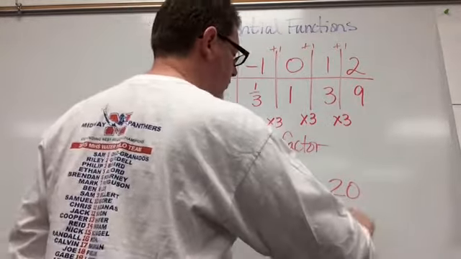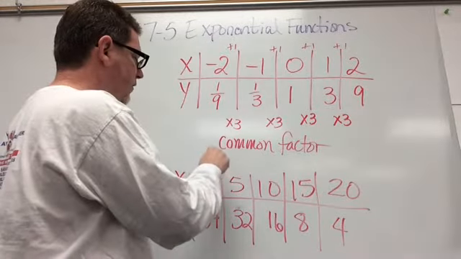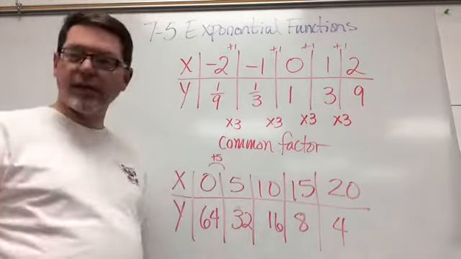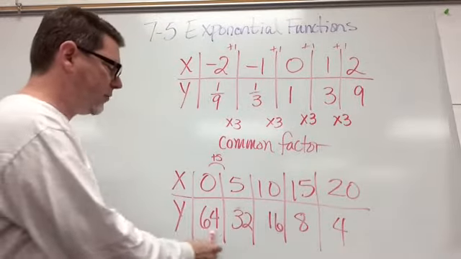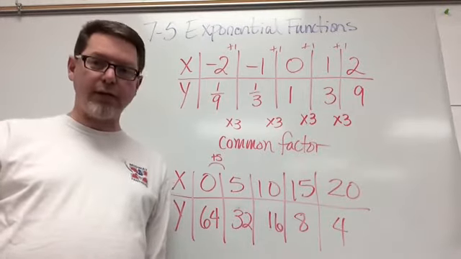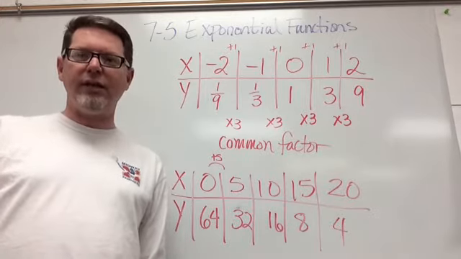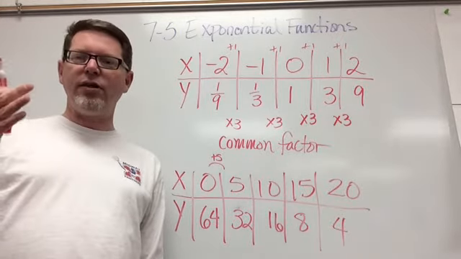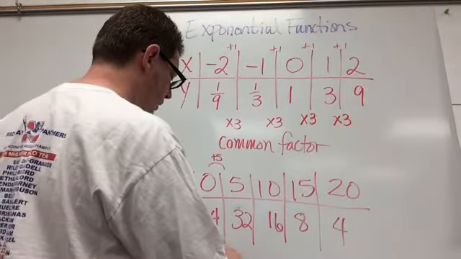Now let's see if this could possibly be exponential growth. So I look at my x values and I'm adding 5 all the way through. So that's constant. We're good. Now what do I do? What am I doing down here? How did I get from 64 to 32? Divided by 2, yes, but we're not going to put divided by 2 because that's not a factor. A factor is anything that we multiply by. And I know that dividing by 2 is the same as multiplying by 1/2.